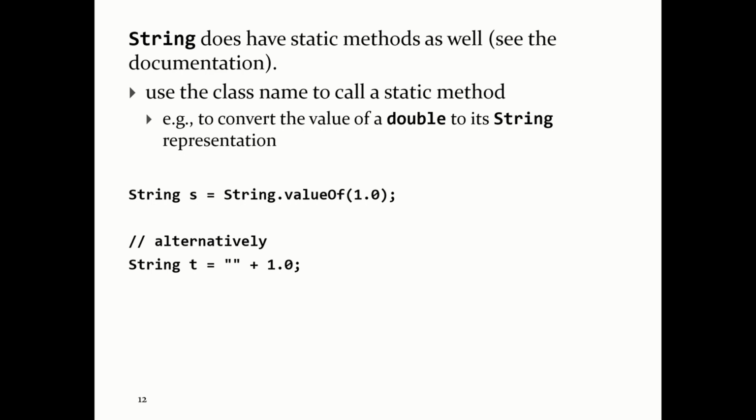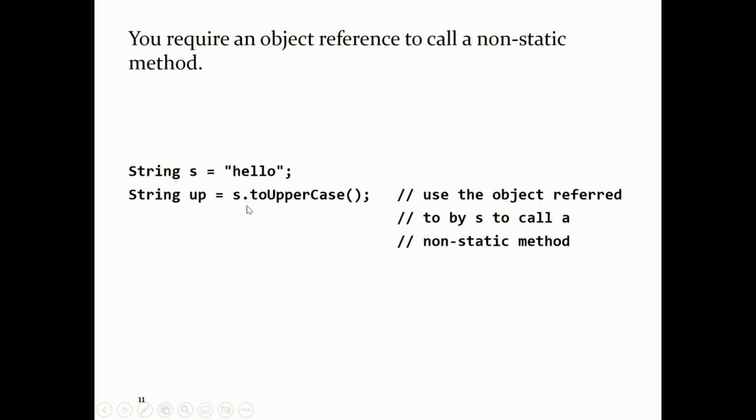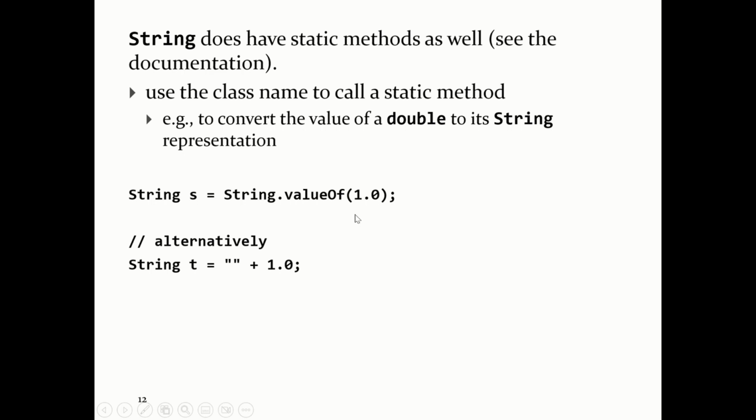Right? So String has both static and non-static methods. If you want to call the static method, use the name String. If you want to call a non-static method, use a variable or an object reference. Yes? What's the difference between writing hello plus 1.0 in quotation marks, and just putting quotation marks plus 1.0 here?